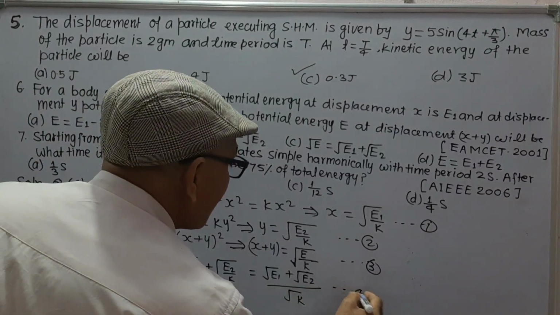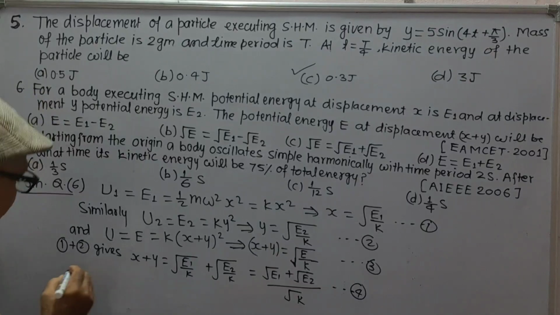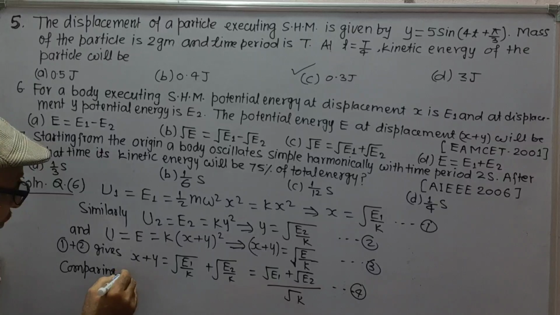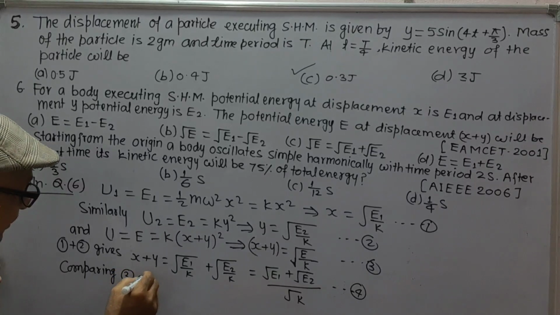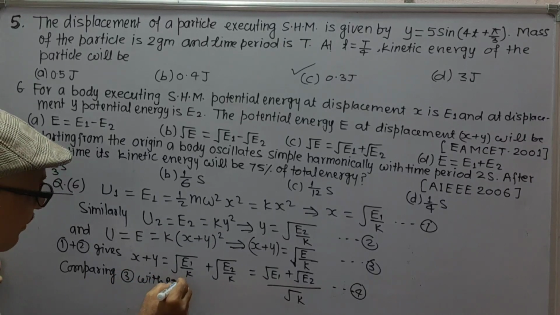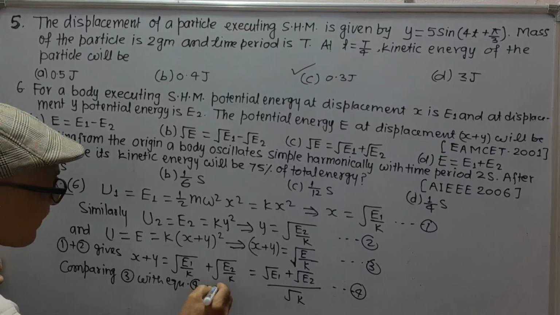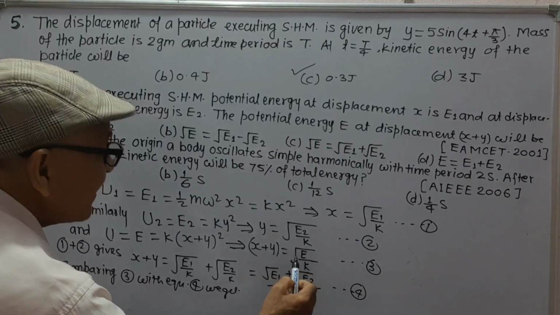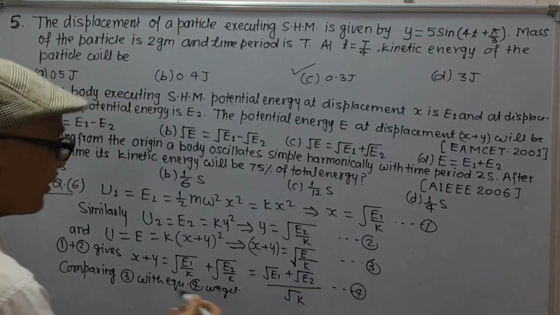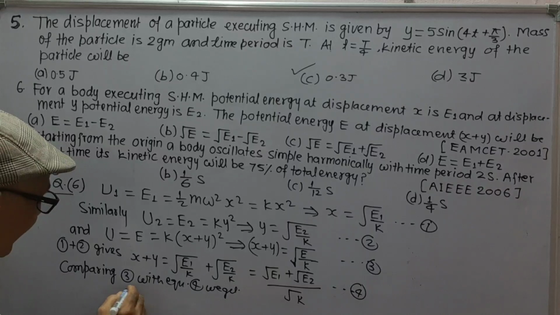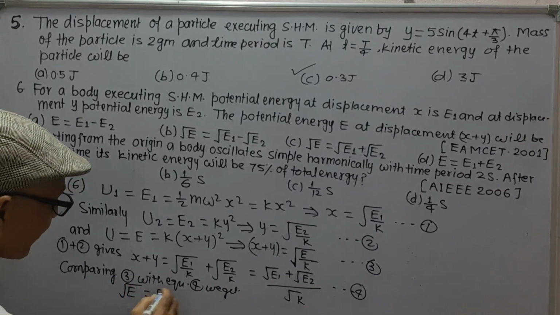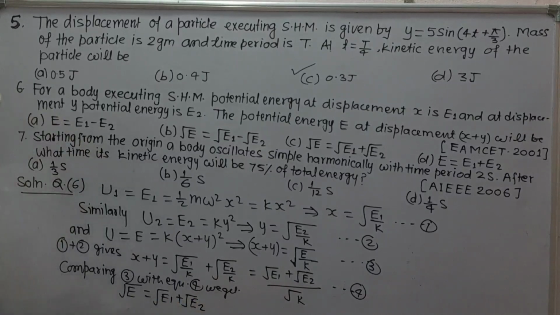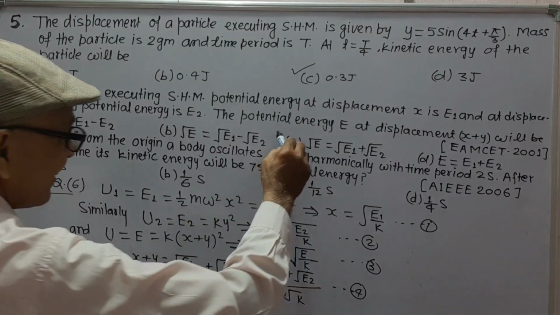Equation 4. Comparing equation 3 with equation 4, we get here root E will be equal to root E1 plus root E2. So the correct option will be C.